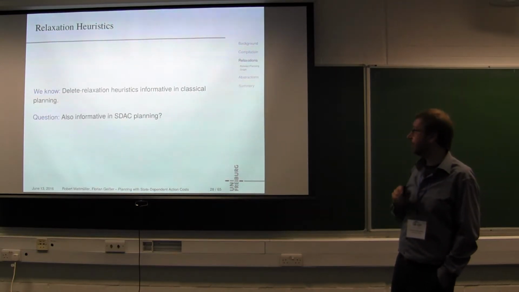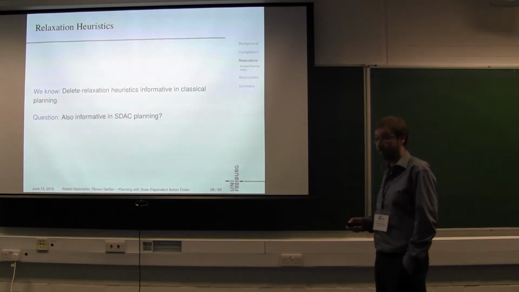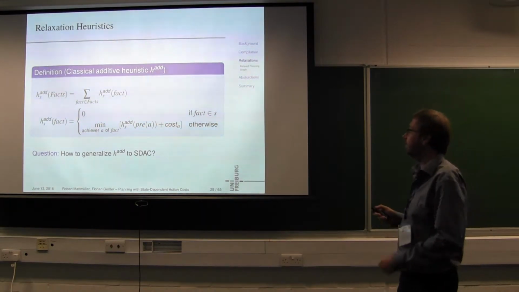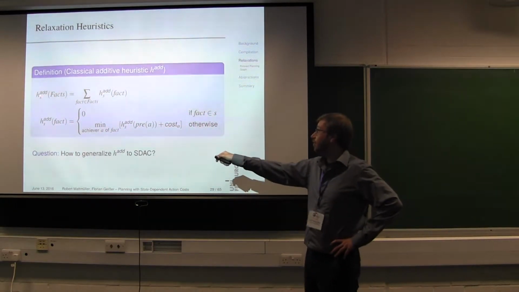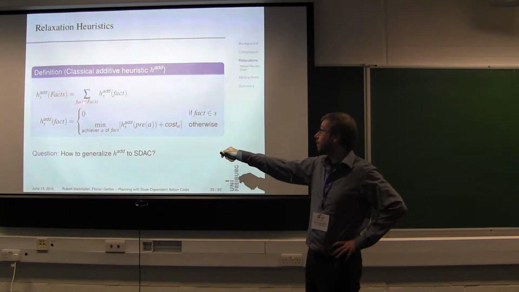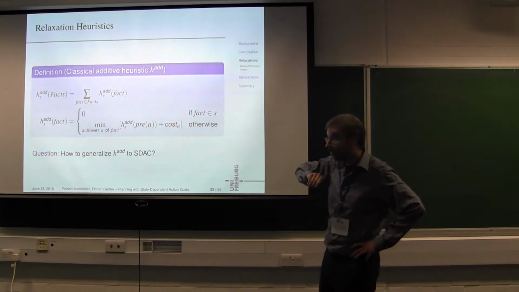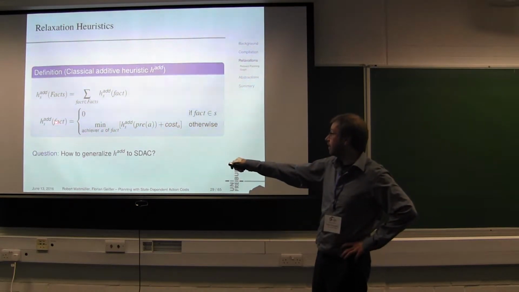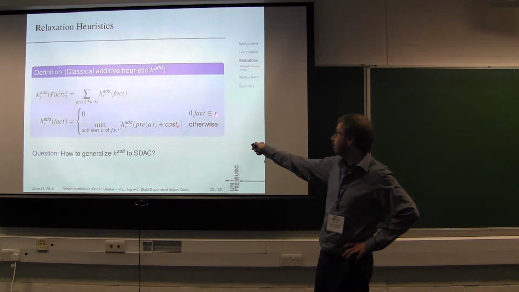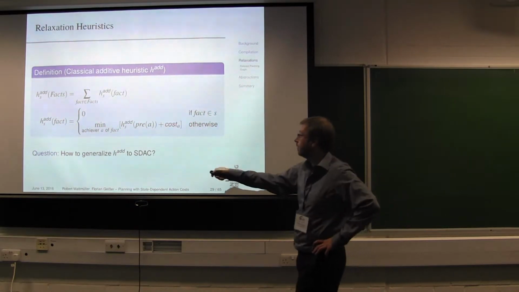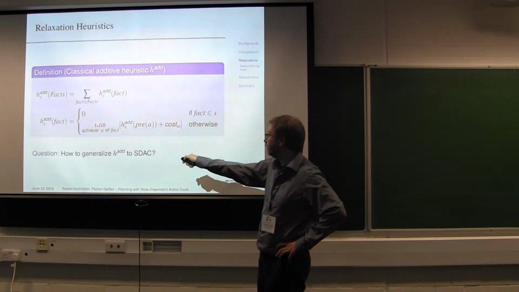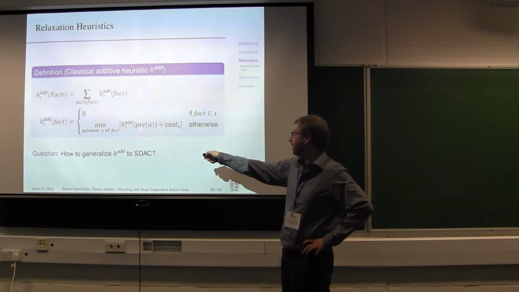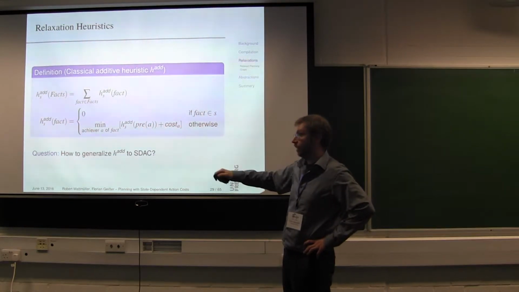We know that they are informative in classical planning. Are they also, if you have state-dependent costs? Just as a brief reminder, that's the classical additive heuristic. The h-add value of a set of facts is the sum of h-add values of the individual facts in that set. And the h-add cost of making a single fact true is 0 if that fact is already true in the current state. Otherwise, it's the minimum over all achievers of that fact, or all actions that make that fact true, of the h-add cost of making that achiever applicable plus the cost of that achiever.